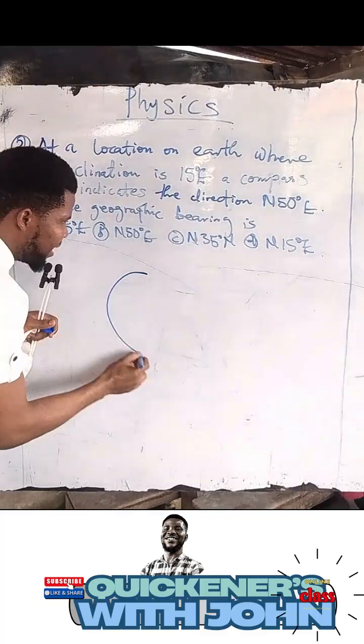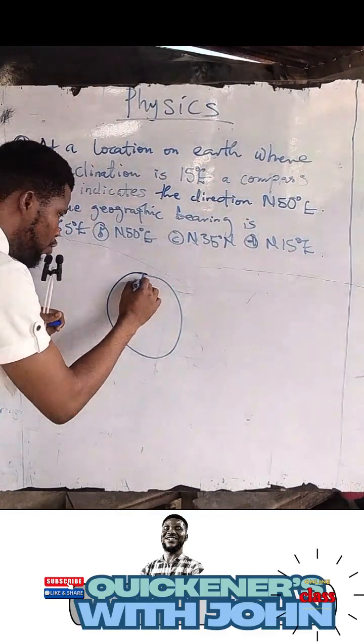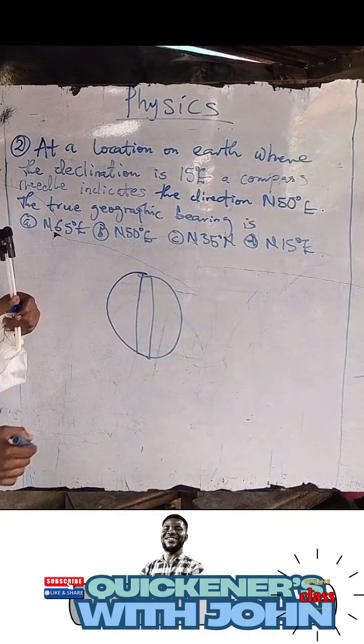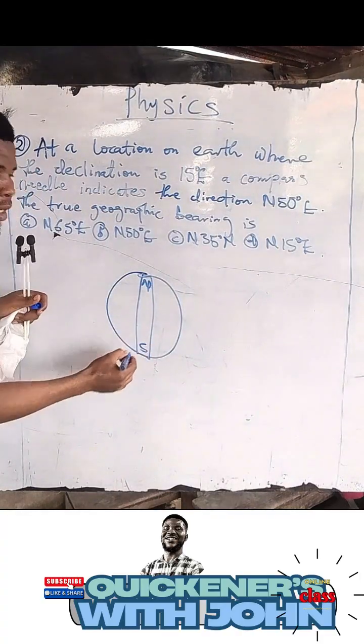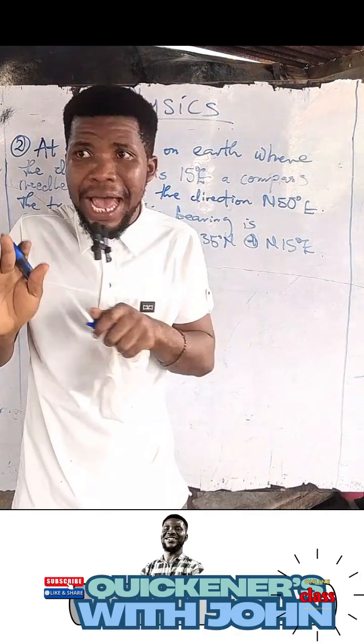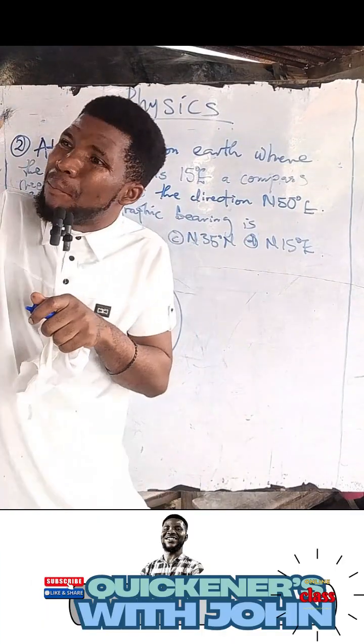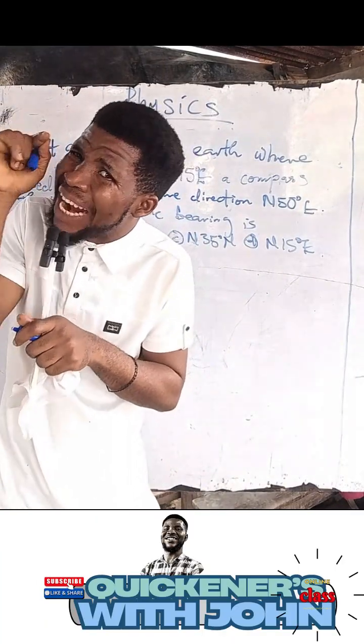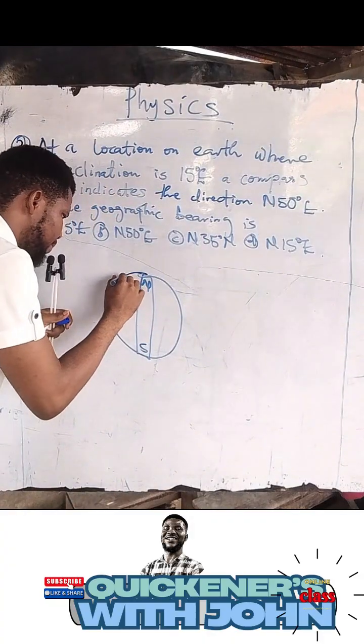So now this is the Earth. This is the geographic north and south pole. Now the magnetic field. The Earth behaves as a magnet. But the polarity of the Earth is something like this.